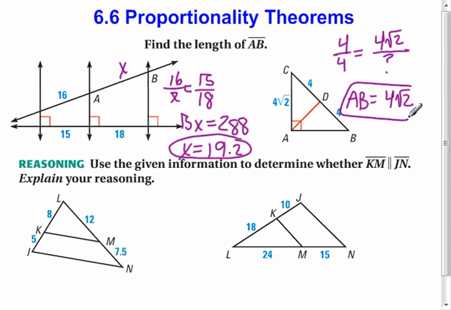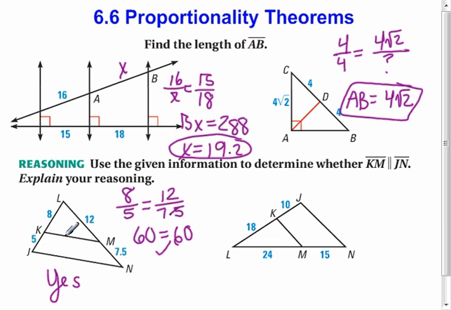Another tough one. Alright, use the given information to determine whether the lines are parallel. Remember, if they are parallel, then the sides would be proportional. So we could check that. 8 over 5, is that equal to 12 over 7.5? Alright, so cross multiply, 8 times 7.5, that's 60. 12 times 5, that's 60. So yes, they are parallel because the corresponding parts are proportional.